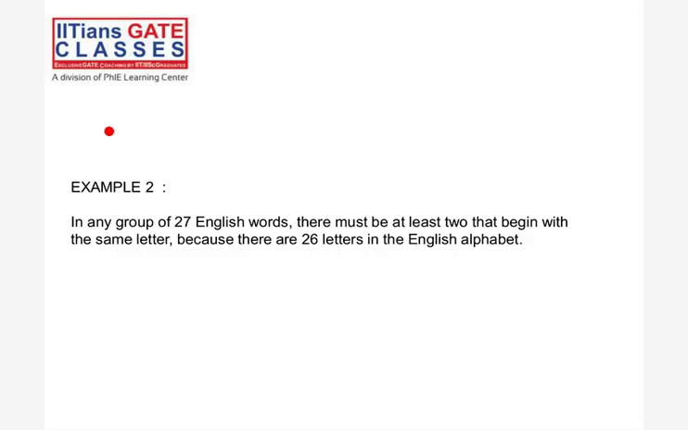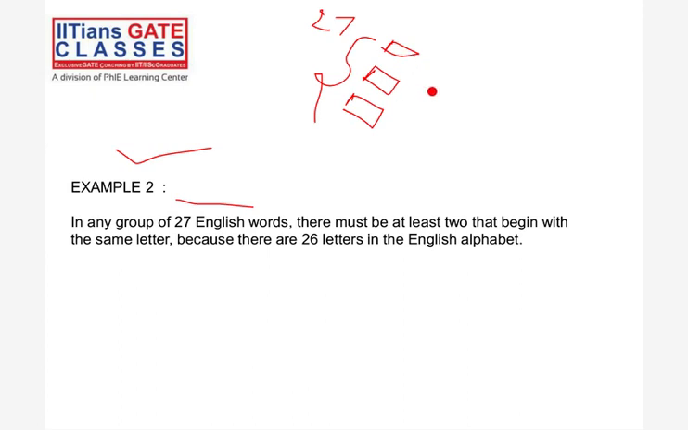Okay, now let's take the next example. For example, if we have 27 English words, in any group of 27 English words, there must be at least two that begin with the same letter. So basically what it is saying is that we have 27 English words. There is a word here, then a word here, then a word here, and so on. Now we are saying that at least two words must start with the same letter.